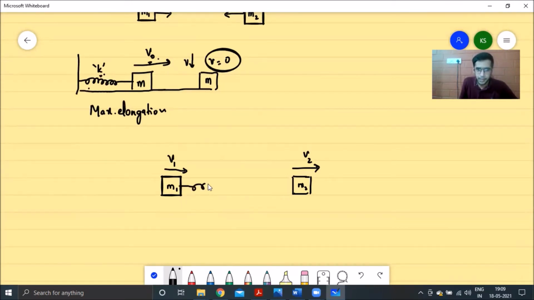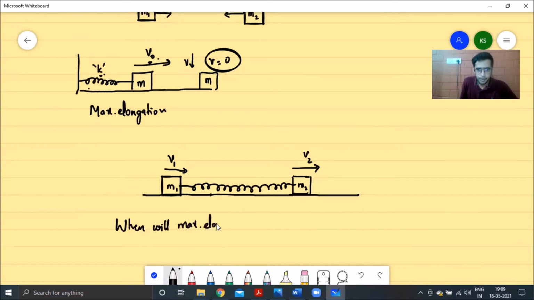So your spring might have been elongated by a certain amount. So there's some situation in between over here, right? And now what we are trying to find out is, when will maximum elongation occur in this case?